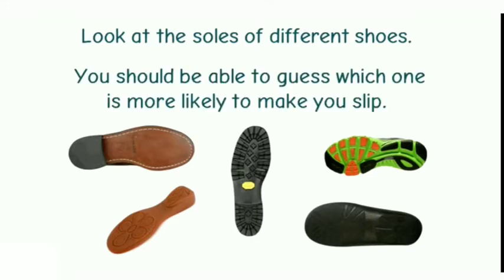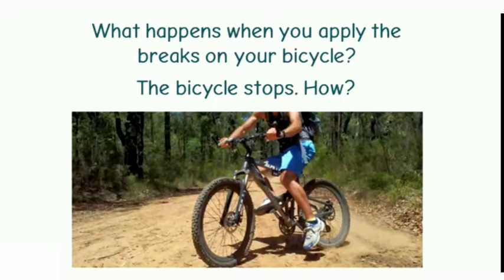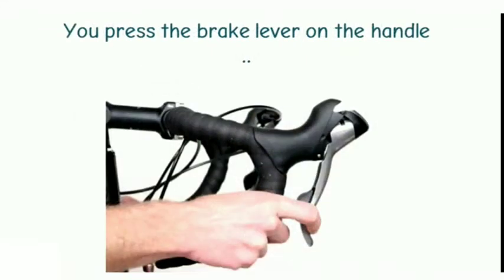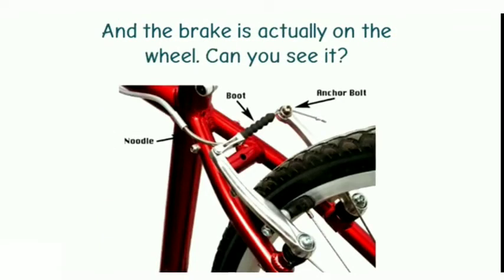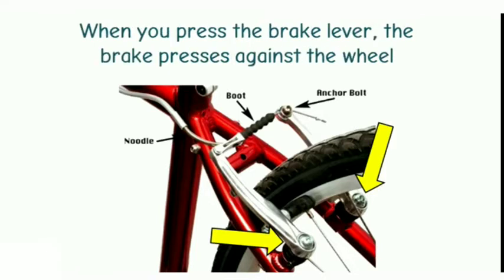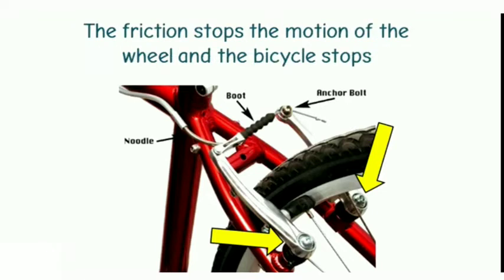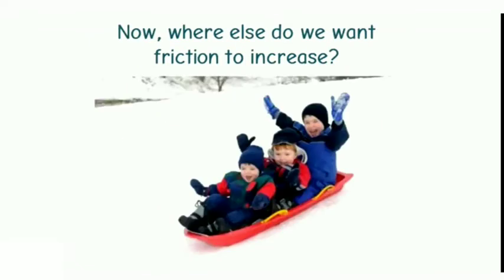Look at the sole of different shoes. You should be able to guess which one is more likely to make you slip. What happens when you apply the brakes on your bicycle? The bicycle stops. Then how? You press the brake lever on the handle, and the brake is actually on the wheel. Can you see it? See this one? When you press the brake lever, the brake presses against the wheel. The friction stops the motion of the wheel and the bicycle stops.